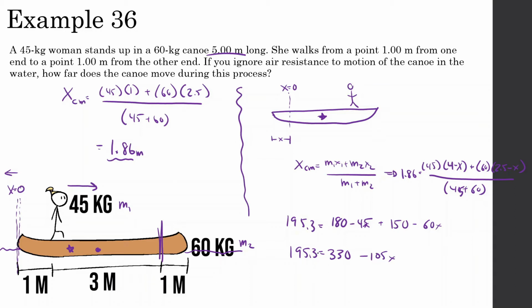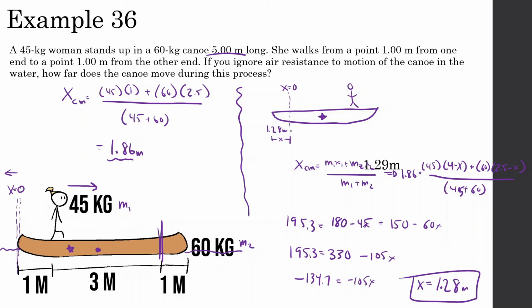Bring this to the other side. 195.3 minus 330, and we get negative 134.7 is equal to negative 105x. And then we have x, how much the boat moves, equal to 1.28 meters. Okay, so the boat moves backwards 1.28 meters.